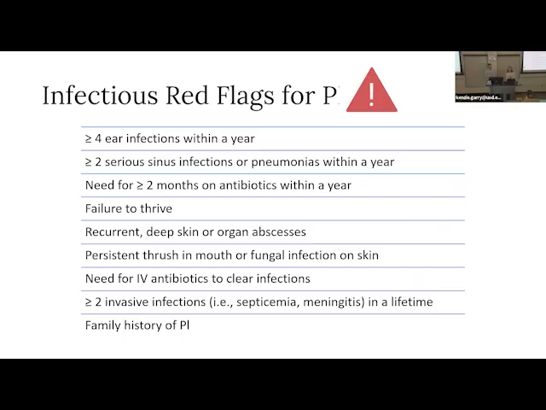Another thing for this is that kids are always sick. So how do you recognize a primary immunodeficiency in kids and say, that's an actual issue with the immune system, versus, it's just a sick kid who is constantly at daycare? Here are some of the guidelines: more than 4 ear infections within the year, failure to thrive, recurrent deep skin or organ abscesses, and family history is also important.